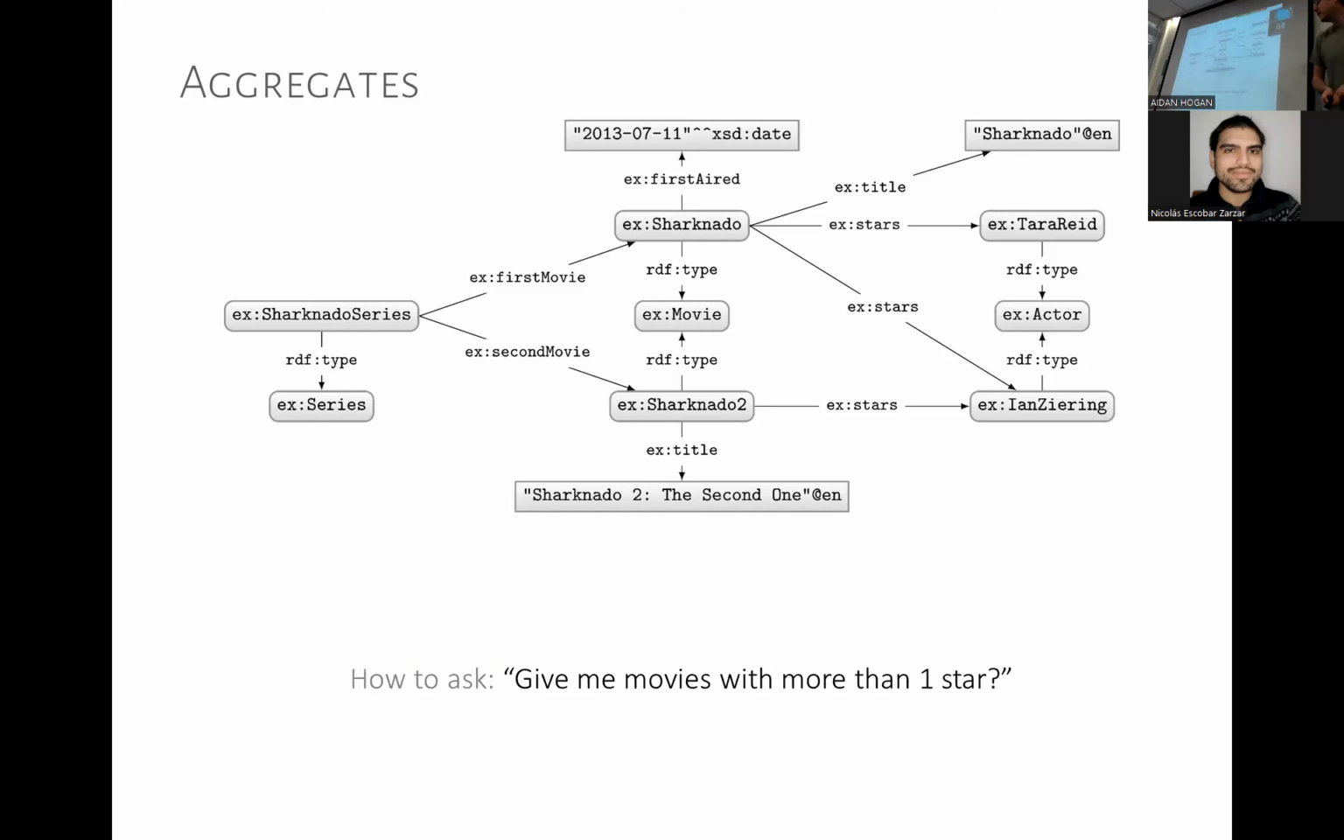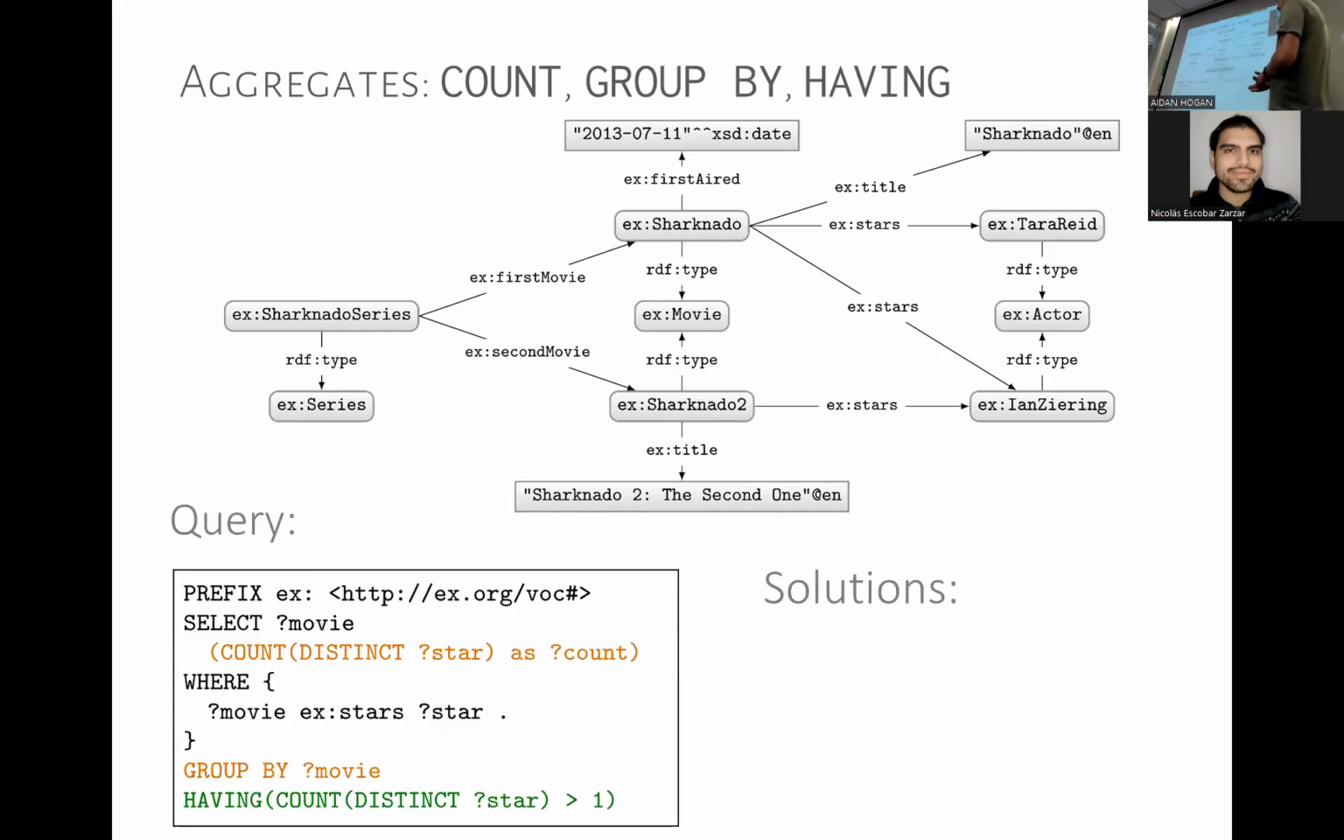Yeah. So we can say having, much like in SQL, having a count distinct star greater than 1. So having is basically just a filter, but we can add it to the end of the query and it can apply over the results of aggregates. Yeah. So in this case, we get Sharknado 2.